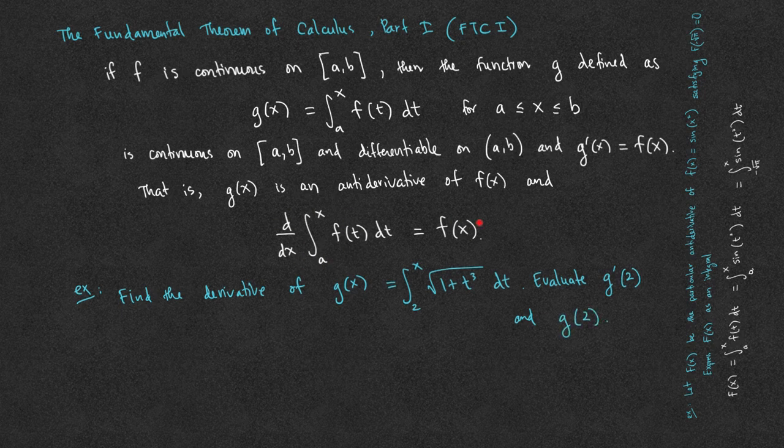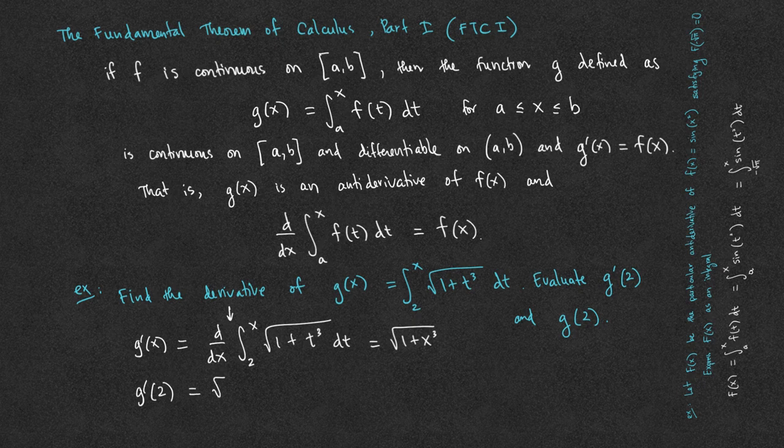Using the fundamental theorem of calculus, the derivative with respect to x of the integral from a to x of f(t) dt is f(x). The derivative is d/dx, and g(x) is defined to be the integral from 2 to x of the square root of 1 plus t cubed dt. The answer is f(x), and it is the square root of 1 plus x cubed, because f(t) is the square root of 1 plus t cubed.